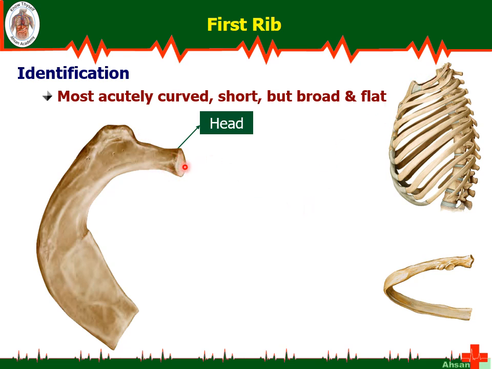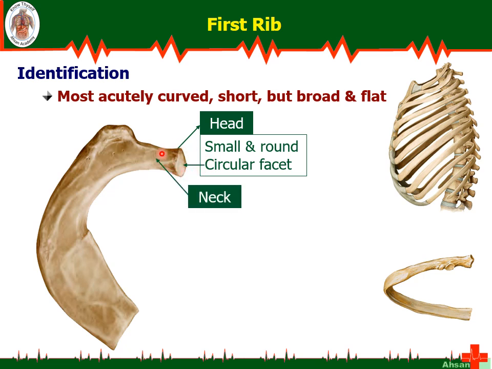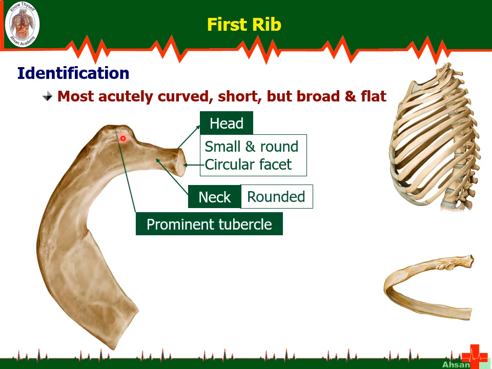So this is the head. The head is small and rounded. In a typical one, it is oval and has two facets connected by a ridge. But here we will find that it is circular, with one facet. Behind that is the neck, which is rounded. Here it is relatively flatter with superior and inferior borders, but it has a rounded part that connects it with the prominent tubercle.